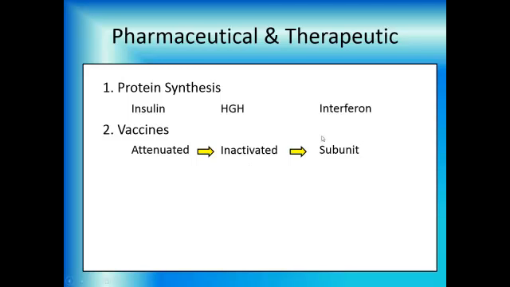Also, we can make subunit vaccines of non-culturable pathogens. To get attenuated and inactivated vaccines, you've got to be able to grow the microbe in the lab.